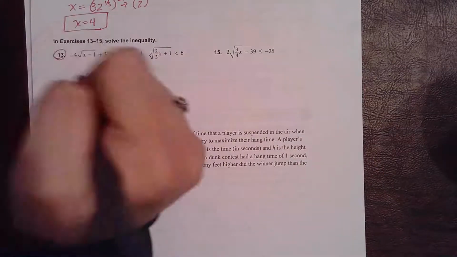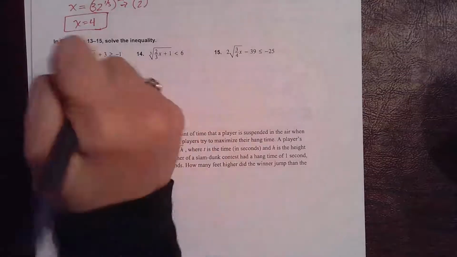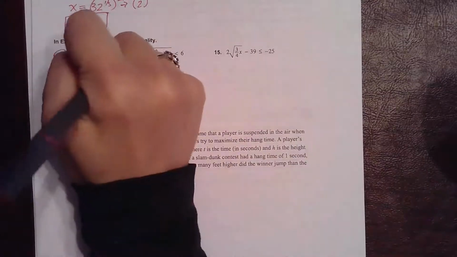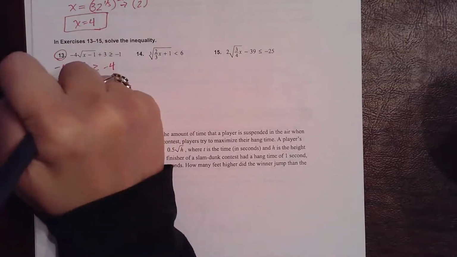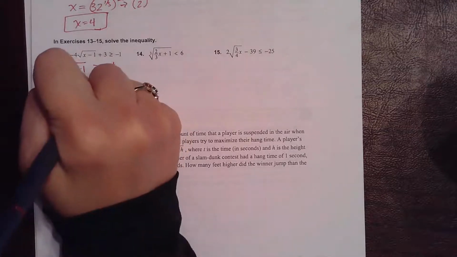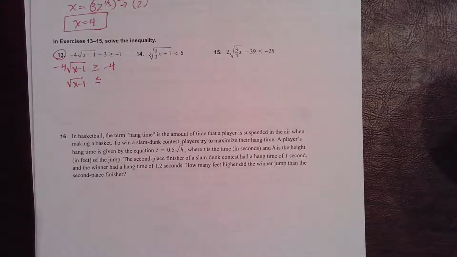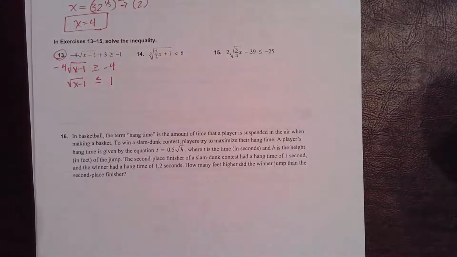My first step is to get rid of that positive 3, so I'm going to subtract 3 from both sides. Don't forget that if you multiply or divide both sides by a negative, you have to flip your symbol. So that comes into play here. I'm going to divide both sides by -4. When I divide both sides by -4, I flip my symbol, and this becomes 1.